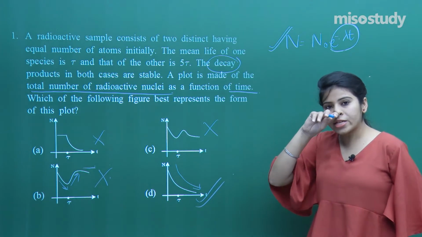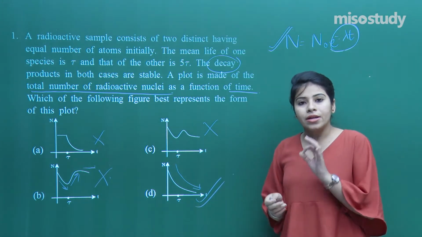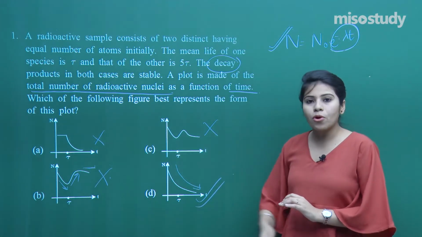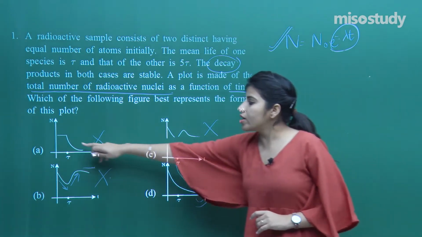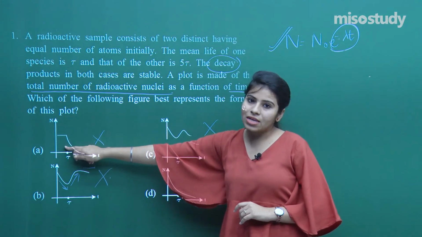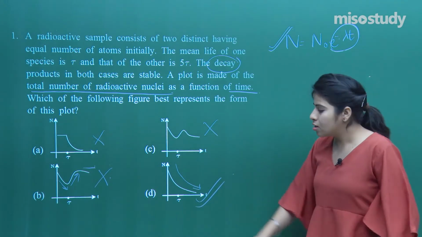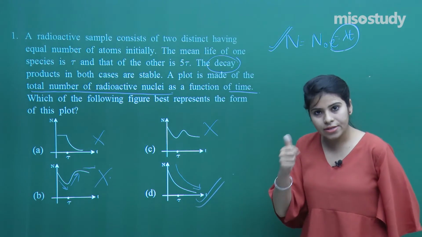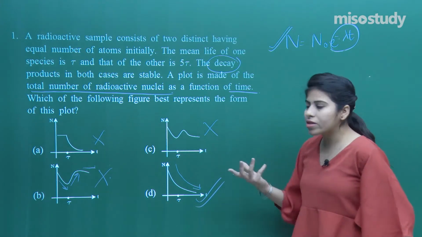So one thing, the explanation that I can give you for this is nothing but that the number of radioactive nuclei in the process of decay will neither increase nor remain constant, as you can see in the case number A. It will definitely decrease. So the correct option is nothing but the D. This is the correct answer. So yeah, we are now done with this question.